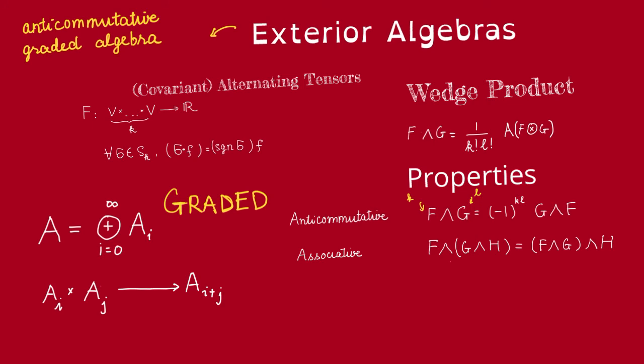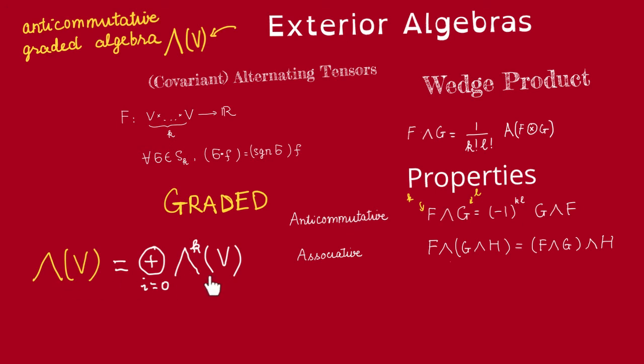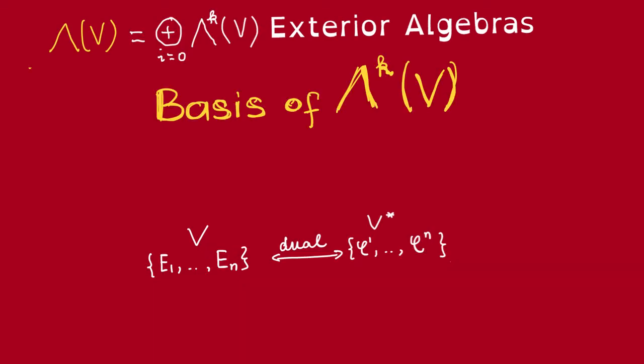Thus, we see that under this wedge product, the alternating tensors form an algebra, actually an anti-commutative graded algebra called the exterior algebra of V. We'll denote this algebra by this. The grading structure on it is given as follows, where these now stand for the space of k alternating covariant tensors. Okay, so that's the definition of the exterior algebra. Next, let's talk basis.